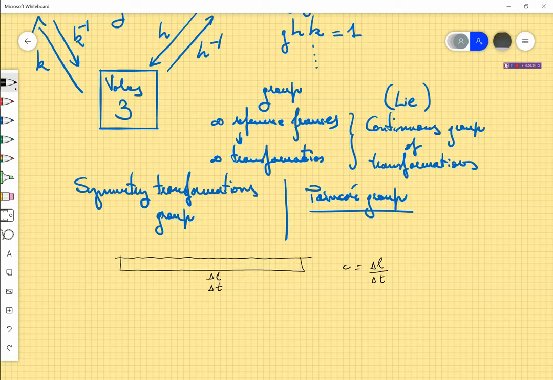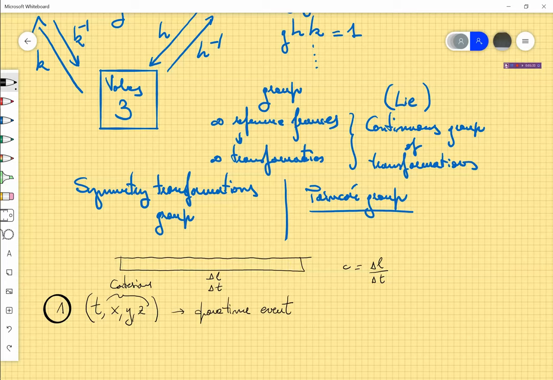Now, how do you measure delta L and delta T? In order to measure distances and time intervals, you need a reference frame. A reference frame that we call 1 consists of a clock that measures the time and gives you the coordinate time t, and a spatial reference frame which is given by 3 coordinates, which we take for the time being to be Cartesian. So we have these 4 numbers that characterize something that takes place at the point x, y, z at the time t. This is what we call a space-time event, or just event. It's the generalization of a space point to space and time.